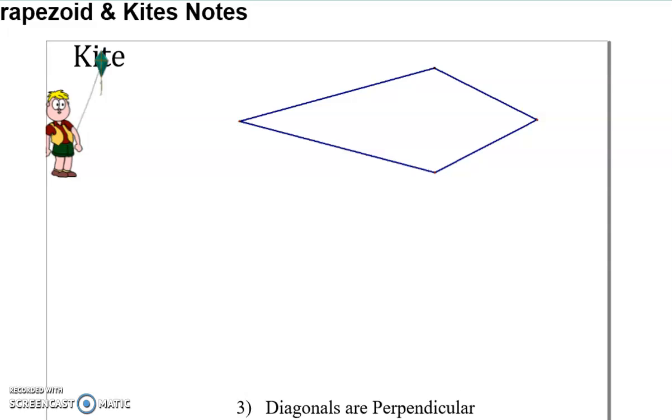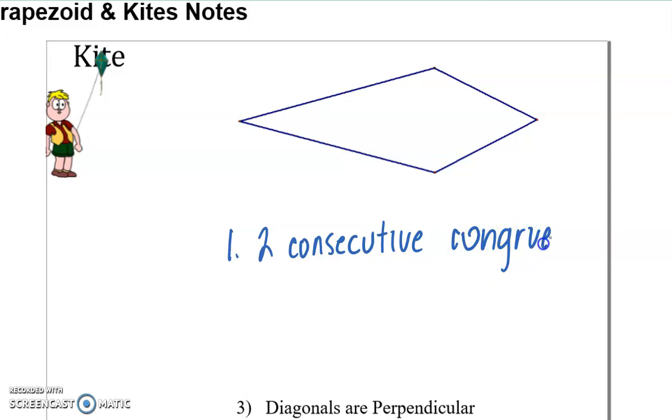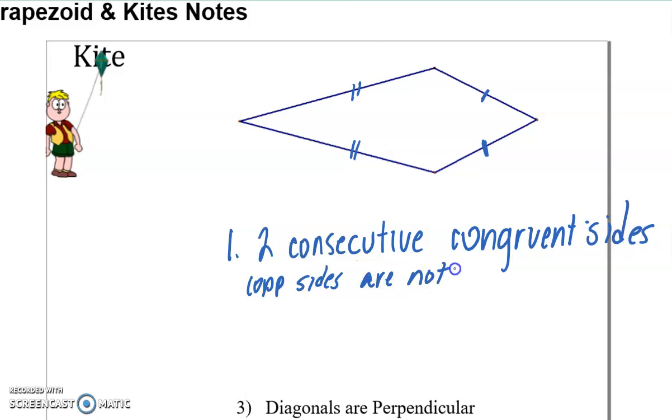The first part of a kite, which is kind of hard to describe, is that it has two consecutive congruent sides. Okay, and I think you know what this means. It's just kind of hard to put into English. Two of the sides of a kite are going to be congruent. So it's this side and this side, and this side and this side. But the sides opposite are not congruent. So opposite sides are not congruent. So you just have to remember that with a kite.